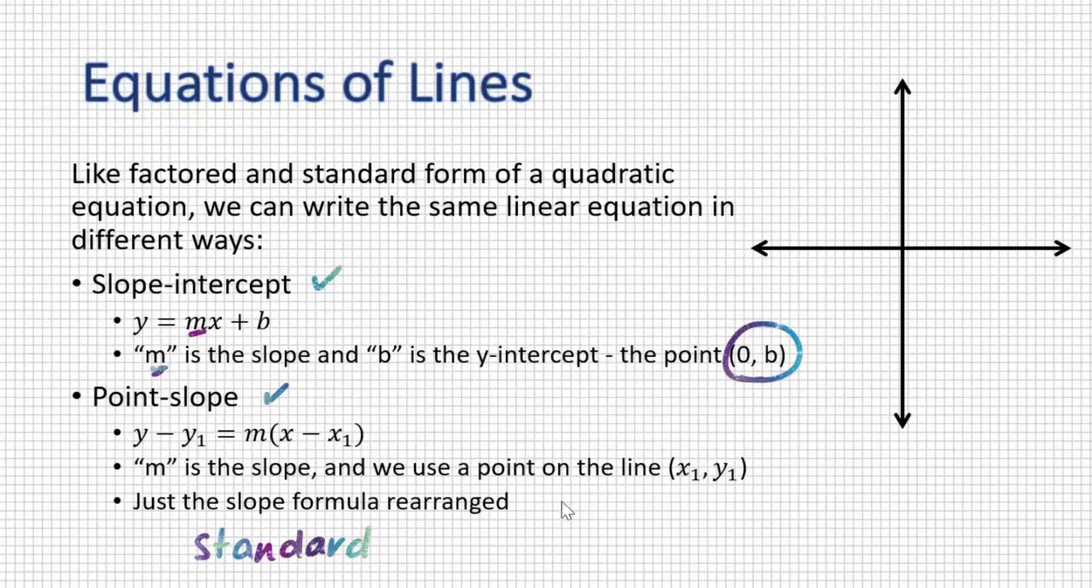In point-slope form, we again have our slope as m, but in this case, we indicate one point that we'll find on this line. The x and the y are the same x and y that are here. Those are the variables that we're showing the relationship of. Essentially, the point-slope form is just the slope formula rearranged.